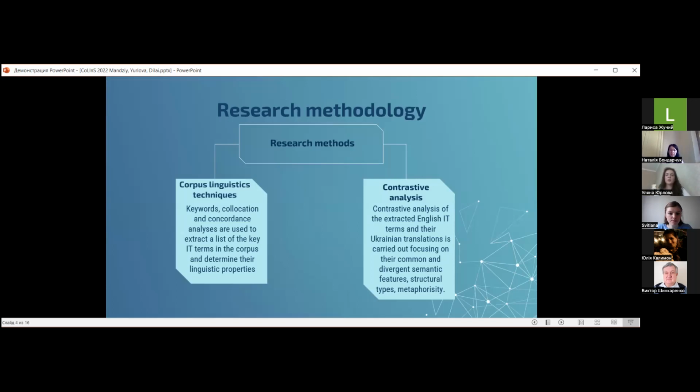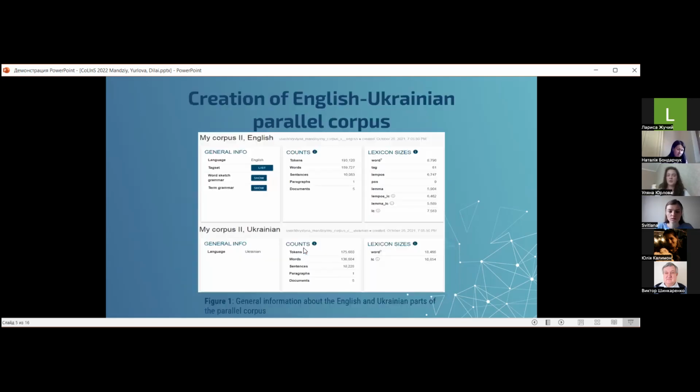So the corpus linguistic techniques, including keywords, collocation, and concordance analysis, are used to extract a list of key IT terms in the corpus and determine their linguistic properties. Furthermore, a contrastive analysis of the extracted English IT terms and their Ukrainian translations is carried out, focusing on their common and divergent semantic features, metaphoricity, and structural types.